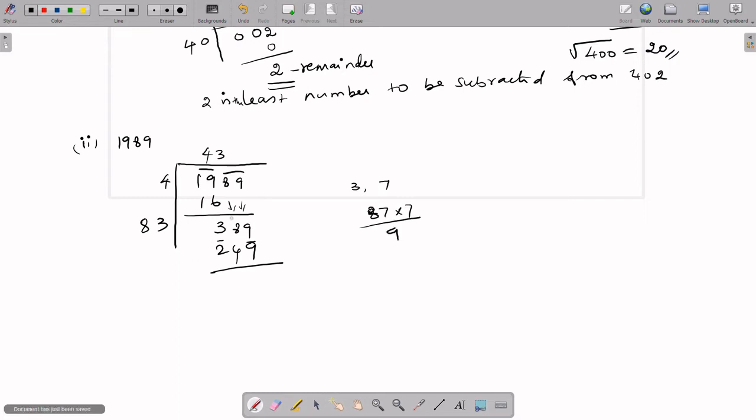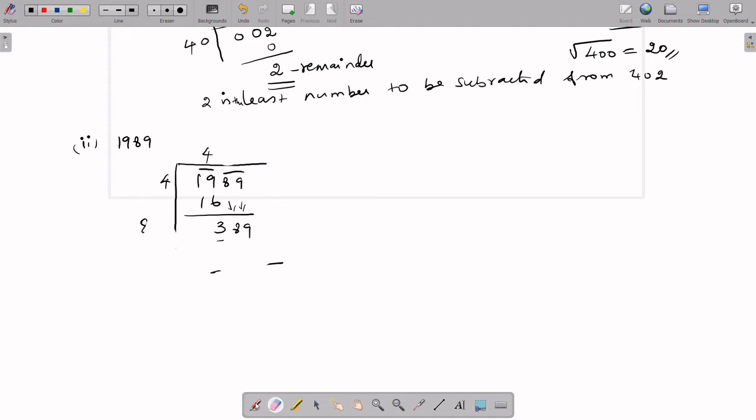So 7 7s are 49, 56 plus 4 is 60, 609 you get, here 30 is there. So in such cases, if the 3 is not possible, then you have to go for the next number. That is the only possibility. So 3 is not possible here, so you go for the next number.